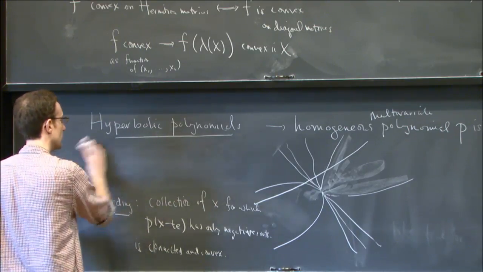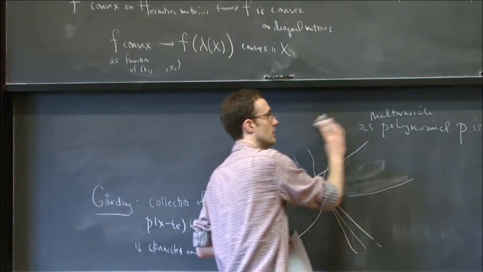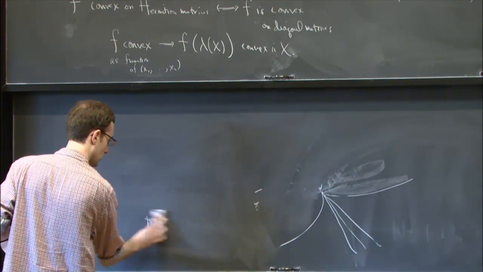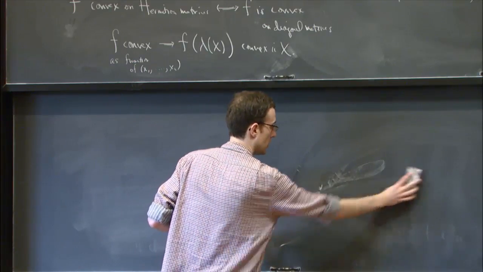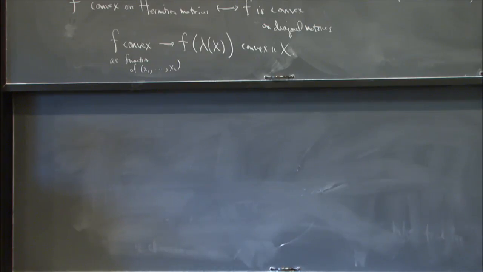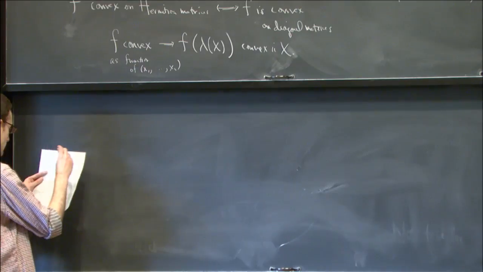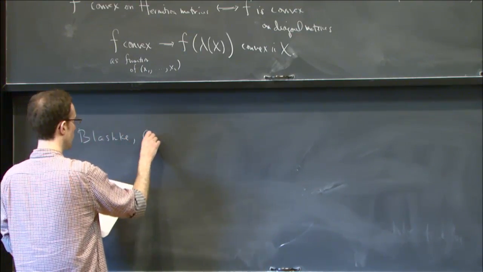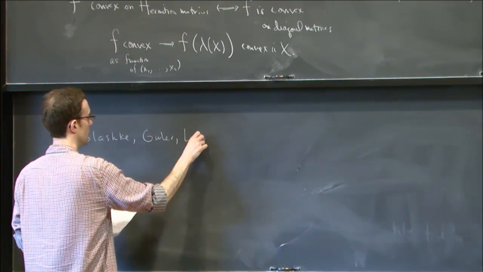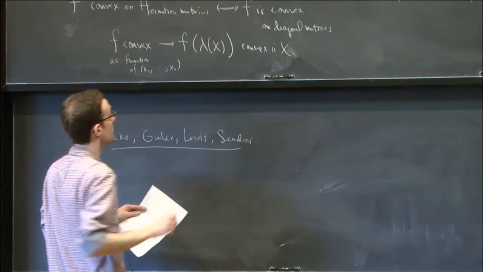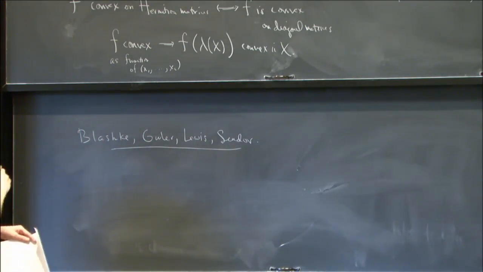And a very useful, by the way, convex here is convex in every variable. Or convex, sorry, it's not convex. And a very useful theorem of Blaschke, Euler, Lewis, Sendov says that the same thing is true for hyperbolic polynomials.